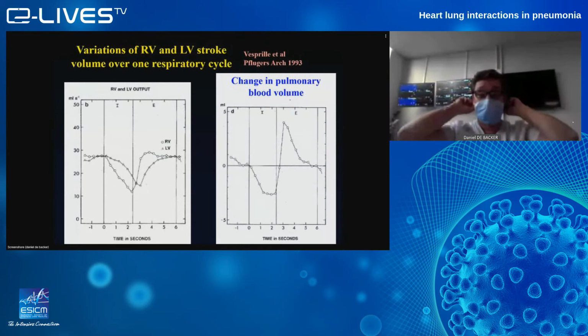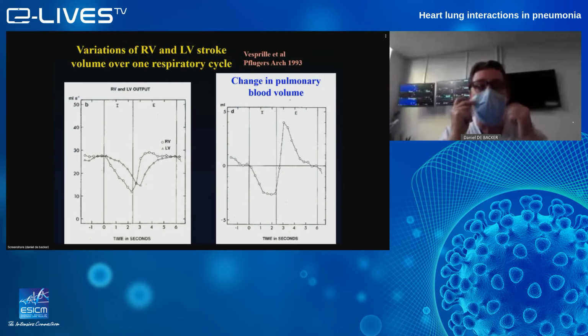And so there is some variation in the left ventricular and right ventricular stroke volume over one respiratory cycle. This has been very nicely shown by some physiologists from the Netherlands in the early 19th. This is just one of these measurements showing that indeed the pulmonary blood volume is decreasing during inspiration and increasing again during expiration. At the same time, what you can see is that we have for the right ventricle a decrease in stroke volume during inspiration and an increase here during expiration.